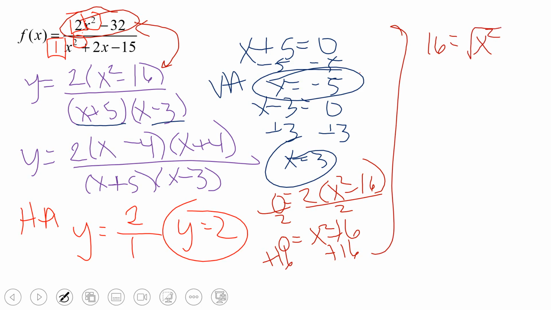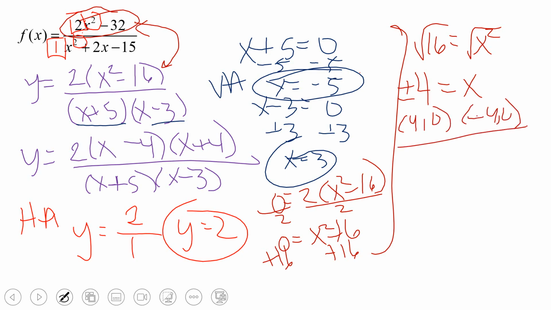I can see I'm going to have two different answers. I'm going to have plus or minus the square root, so a square root of 4. So there's two x-intercepts. One's at 4, the other is at negative 4. Two x-intercepts. Now let's identify the y-intercept.